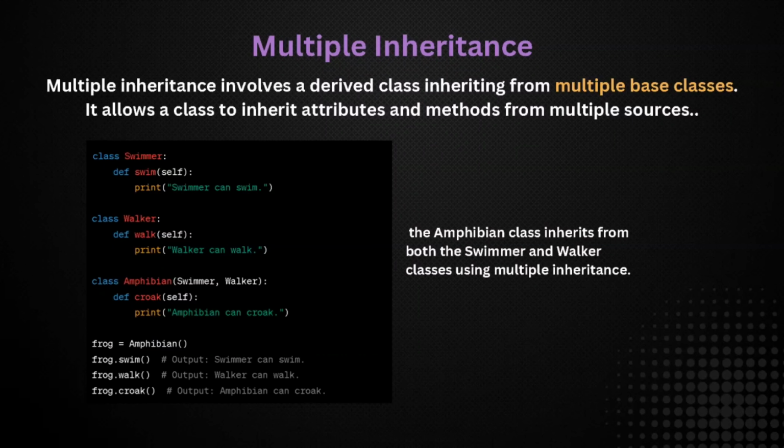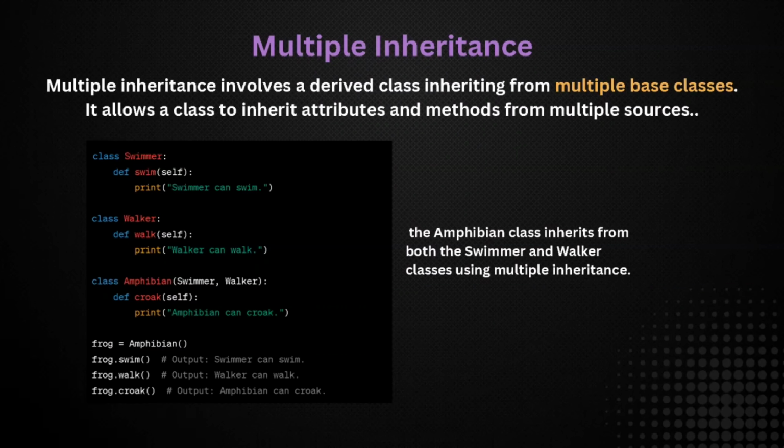For example, here we have a class swimmer and we have defined a method swim in it. Now we have a class walker where we have defined a walk method. Now I have a class amphibian. Now amphibian is actually inheriting features of two classes, which I am mentioning using this syntax. Inside parentheses I have passed the names of both the classes. And it has its individual method croc. So when I'm creating an object of amphibian, it can actually access methods of walker and swimmer because it's a child of both the parents, right?